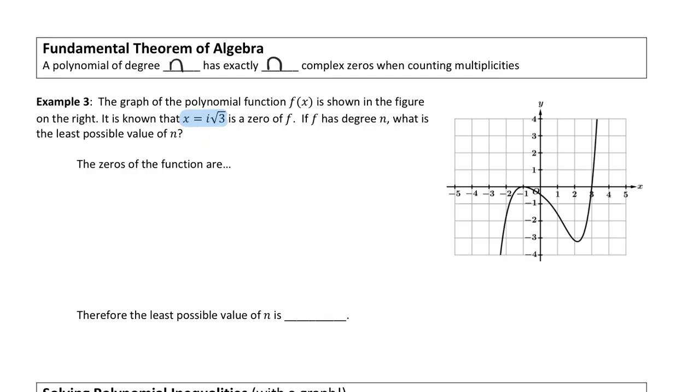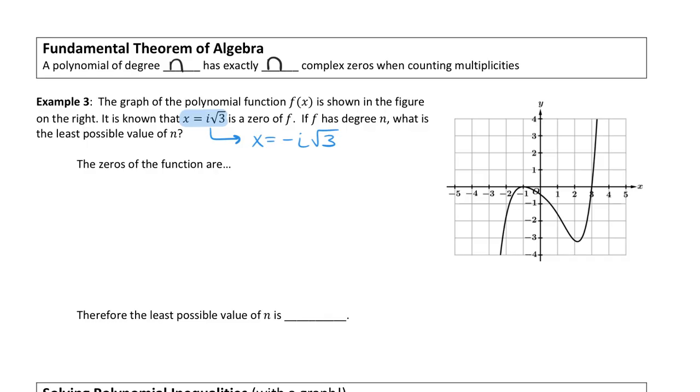Your spidey senses should be going off because if i root 3 is a 0, what do you automatically know is also a 0? Negative i root 3. Yeah. Change the sign next to the i. So we automatically know, right? They tried to trick you by giving you one of them. You have to know the other one exists. The question asks you, what is the least possible value of the degree for this function?